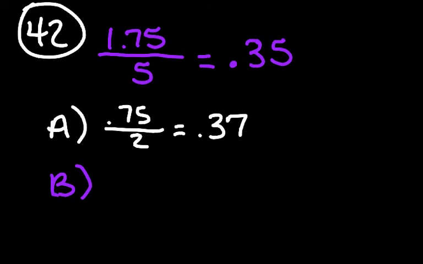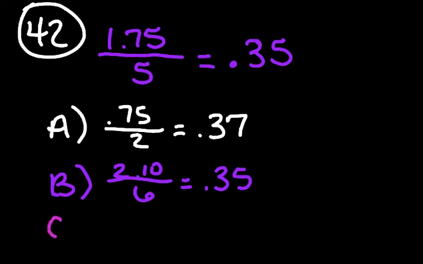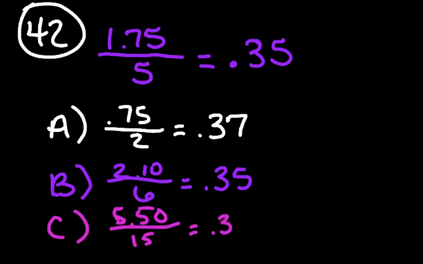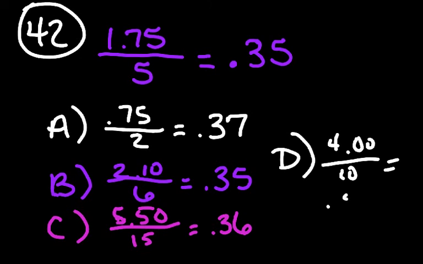If you look at B, it's 6 pounds of carrots for $2.10. So if you divide 210 by 6, that gives you 35 cents. So that looks like your answer, but let's make sure. Let's look at C. You have 550 divided by 15. That gives you 36 cents. So that's not going to be it. And then the last one is D. You have $4 divided by 10. And that gives you 40 cents. So that's definitely not it. So your answer is going to be B as in boy.